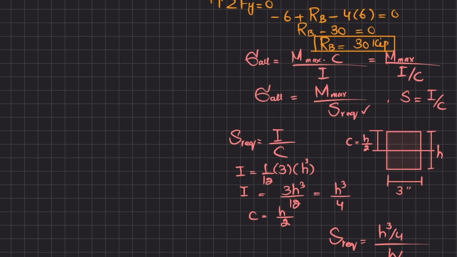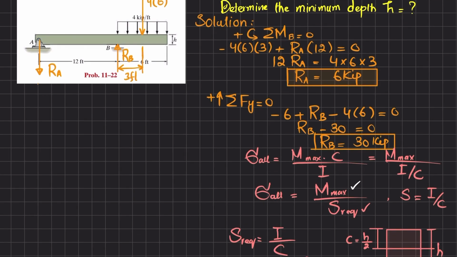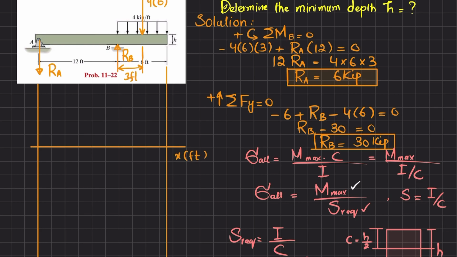We do not have the maximum bending moment, which we will get from the shear force and bending moment diagram. So for that I will draw a vertical line from the end of the beam in order to find the maximum shear force and bending moment. First there is a horizontal line to show x in feet. On the y-axis we have shear force in kip.